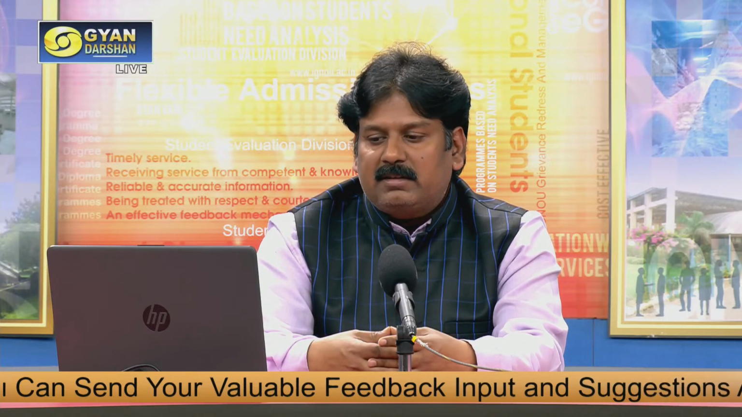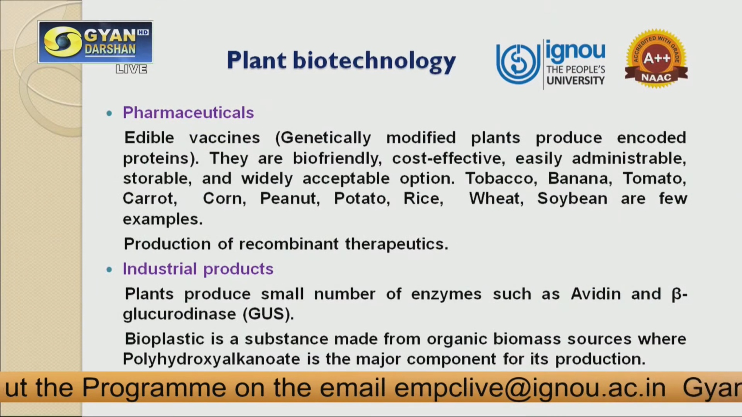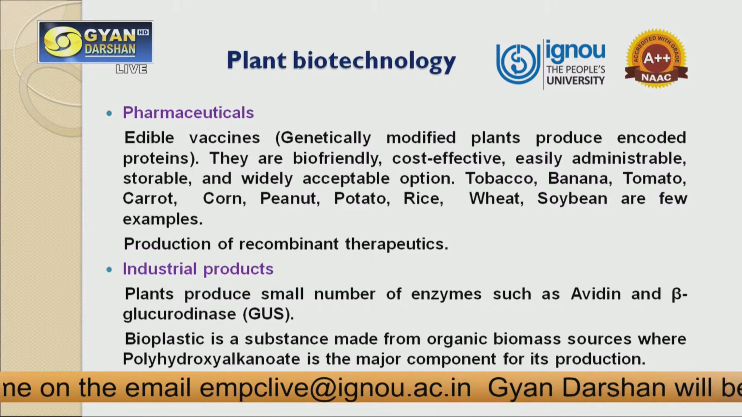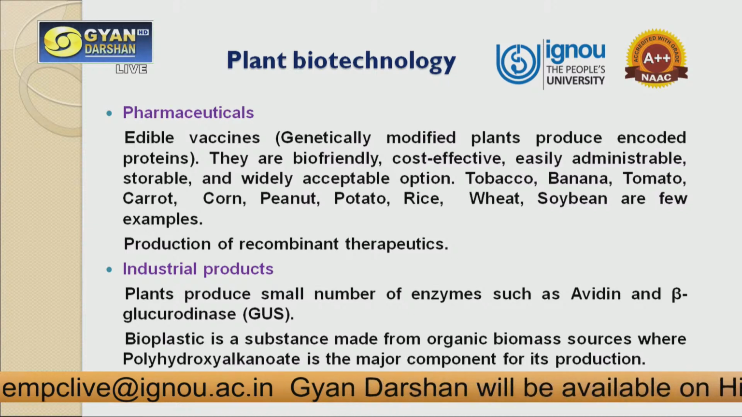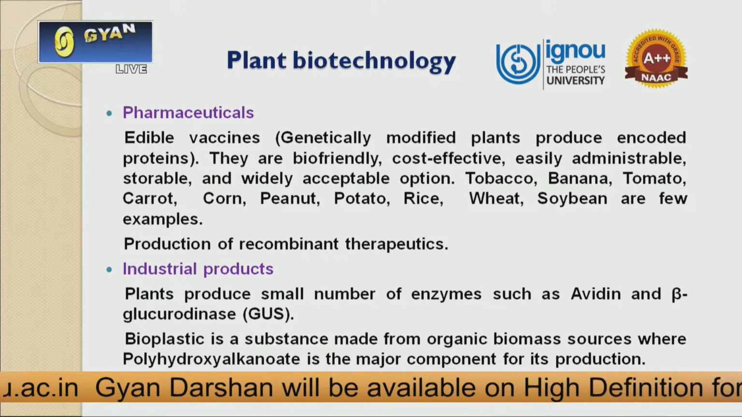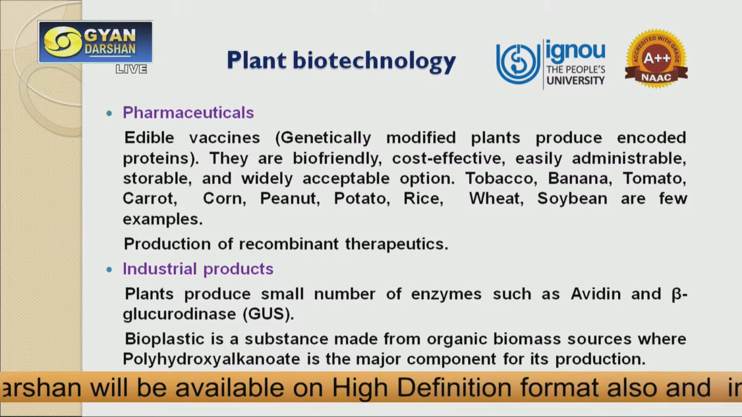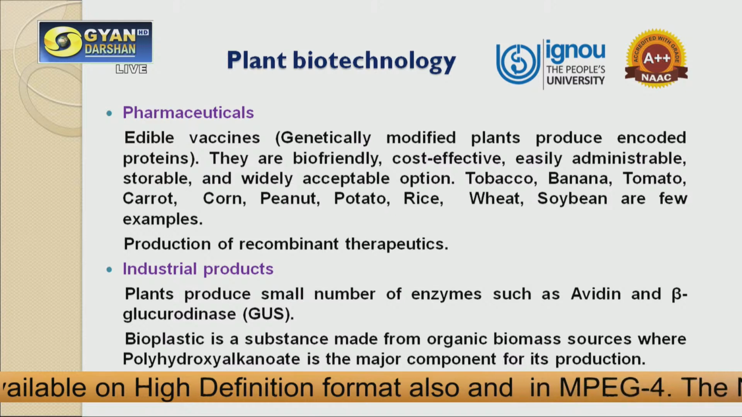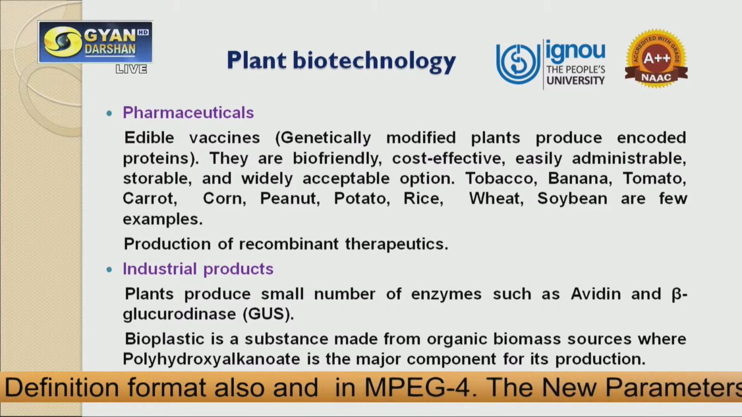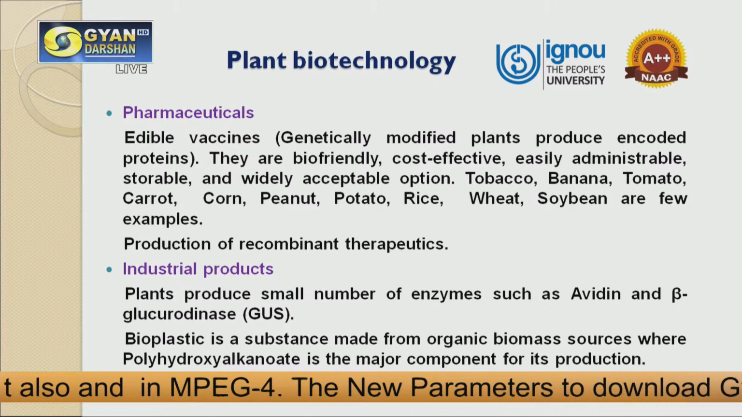Anything that is commercialized can come under the broad heading of industrial biotechnology. So there are certain industrial products, for example, plants that produce small numbers of enzymes such as avidin or beta-glucuronidase. In short, it is called GUS. This GUS gene is also utilized as a visible marker while developing transgenic plants. So we are going to discuss where it can be used in the coming slides.